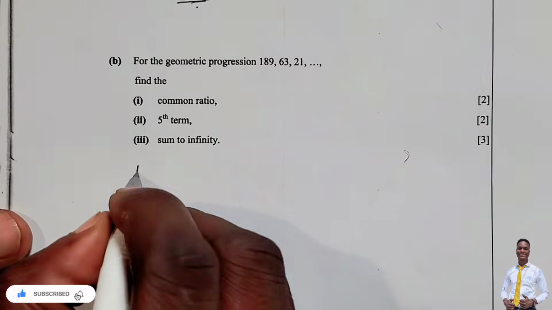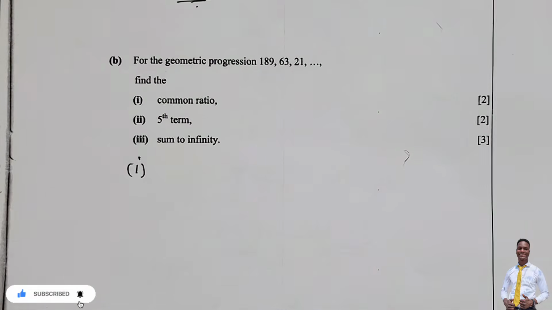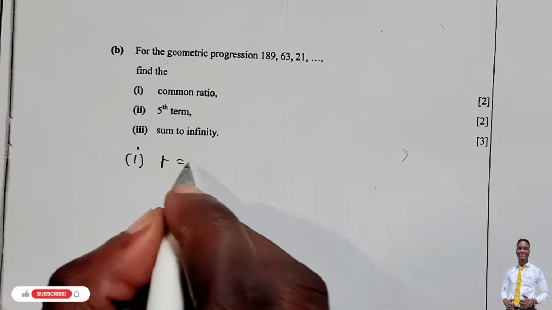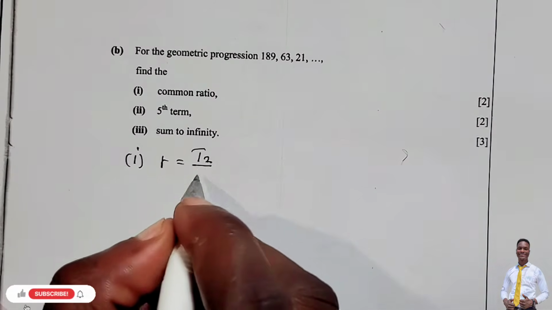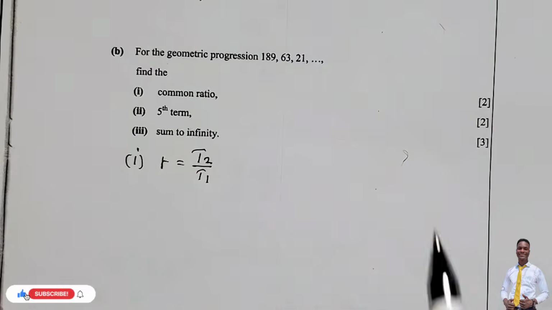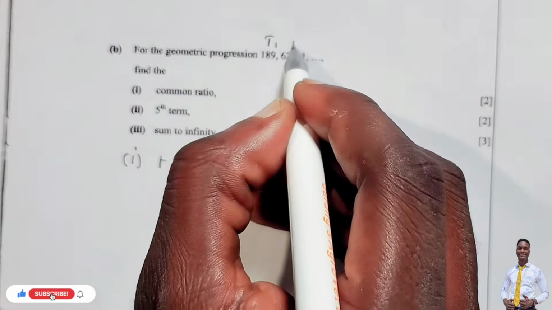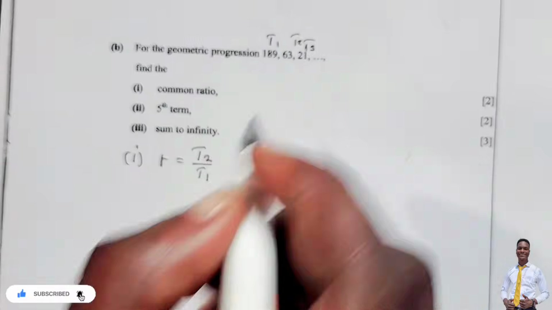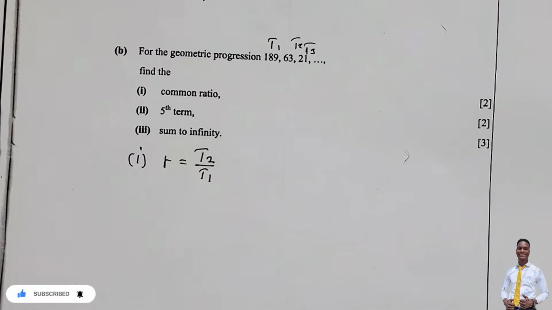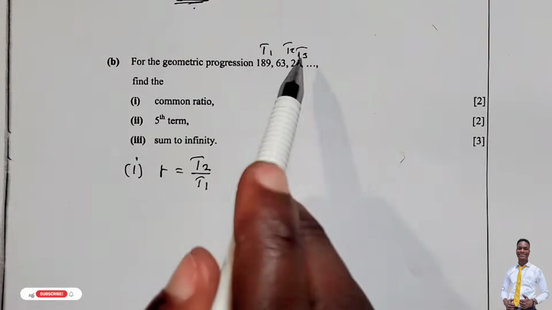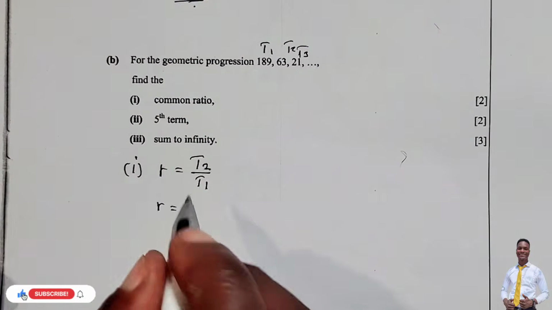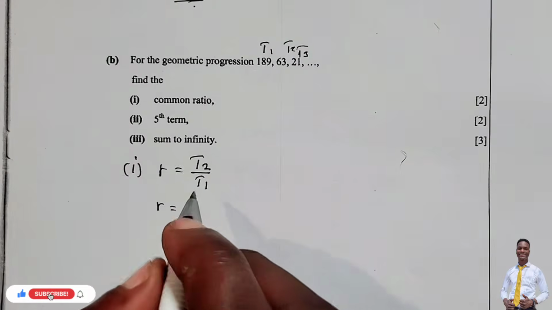So to find the common ratio here, we're going to use the formula R equals T2 over T1. So this one is T1, this is T2, and this is T3, the last one here. So let's substitute. If you want, you can say T3 over T2, you still find the same answer. So R is equal to T what?